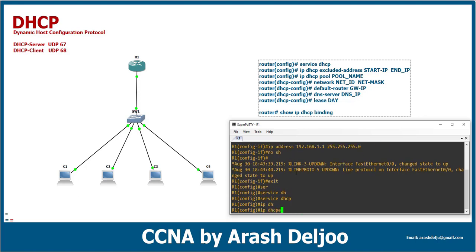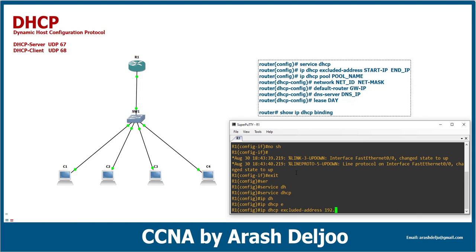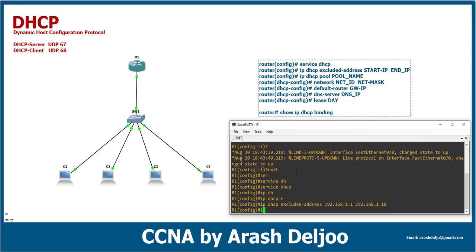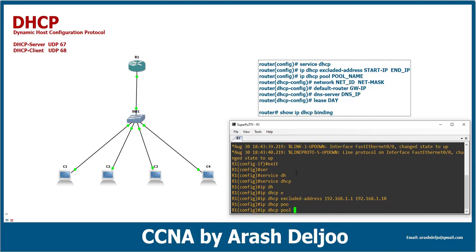ip dhcp excluded-address from 192.168.1.1 to 192.168.1.10, for example. This means please don't assign IP addresses from this range to the systems. And after that, ip dhcp pool, the name is not important, for example pool1.